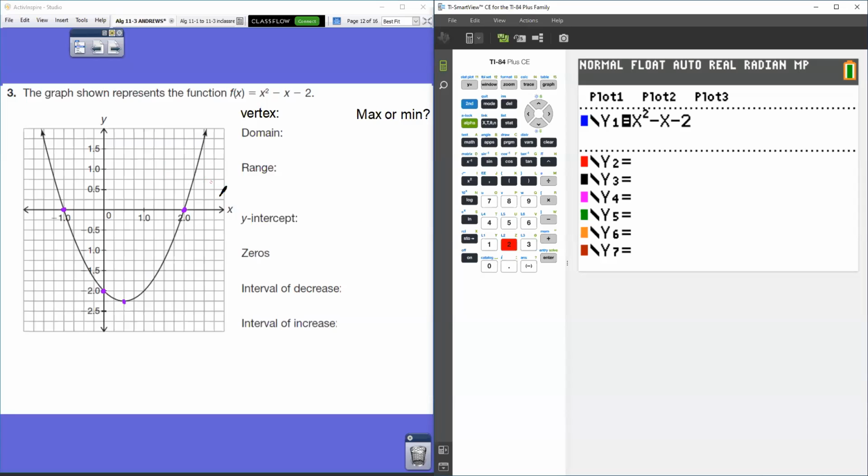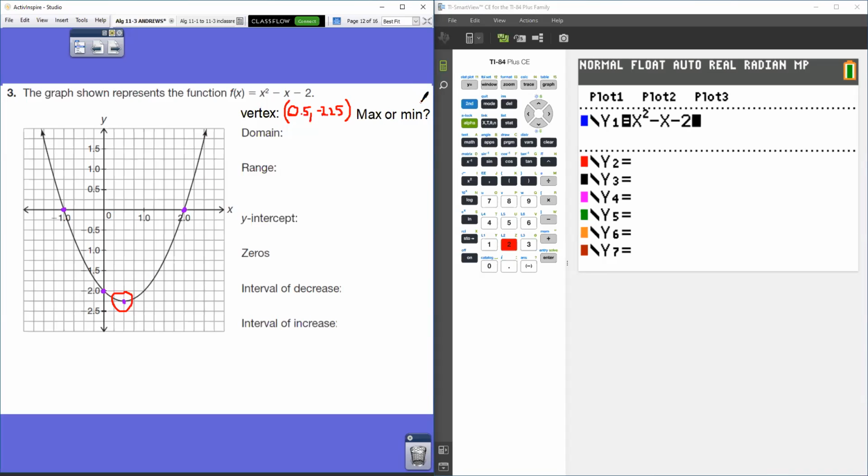So taking a look at this question, the first part asks you for the vertex. The vertex, remember, is where the parabola turns. So it is this point right here. That is your vertex. That is over to 0.5, down to negative 2.25. So (0.5, -2.25). Those get roundy parentheses because that is a coordinate.